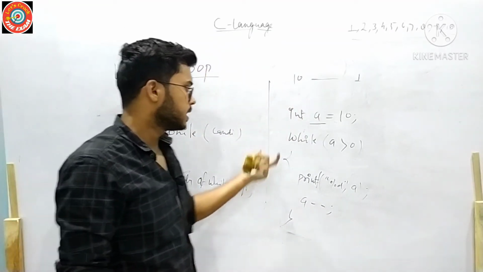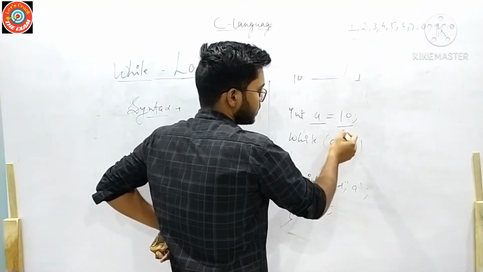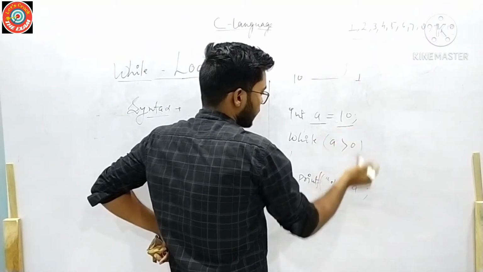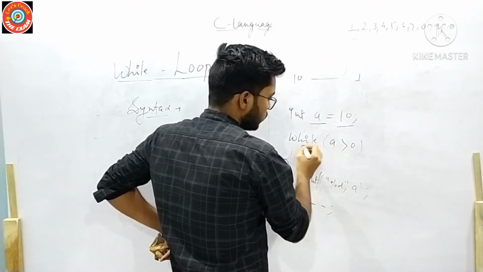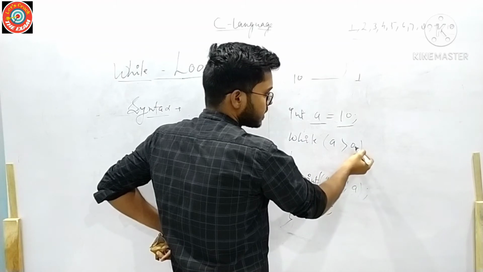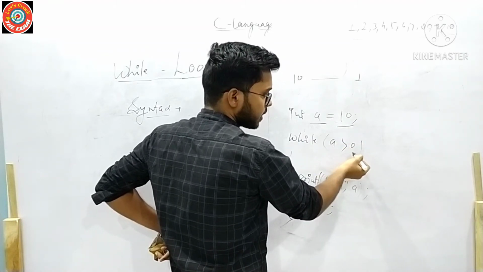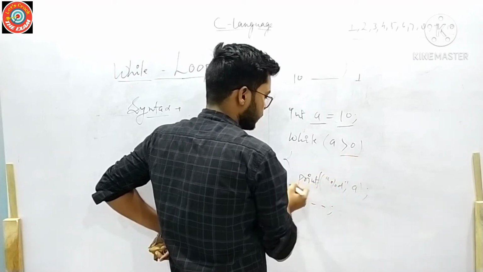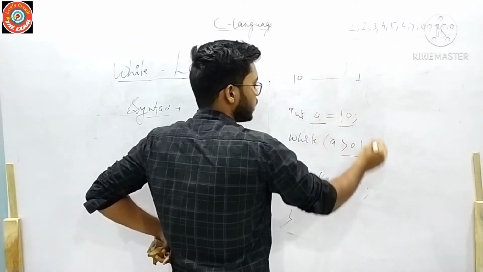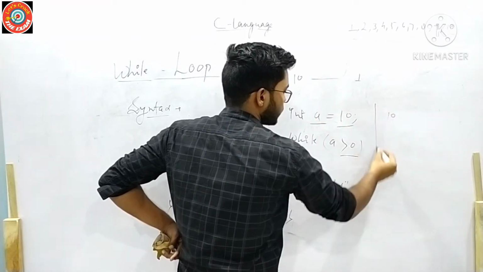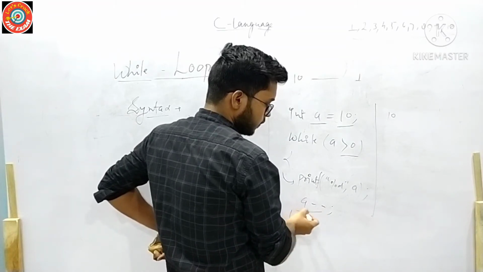Now we will see how it will work. Initially the value of a is 10. The while loop will check the condition: is a greater than 0 or not? Is 10 greater than 0? Yes, the condition is true, so it will come to this statement. It will print the value of a, which is 10, on the screen. Now it will decrease the value of a from 10 to 9.